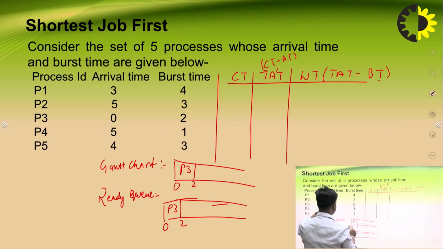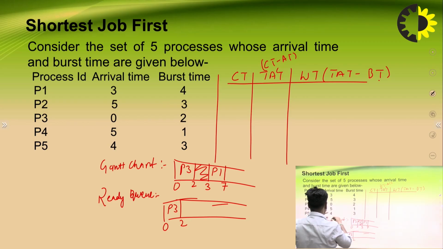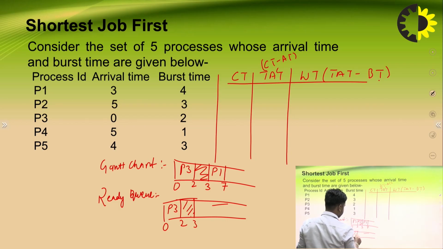So next the CPU is idle until 3, and at 3 P1 has arrived. P1 will execute for 4 times, that will be 7, and by 7 all the processes have arrived. From 2 to 3 the CPU has been idle, and P1 has come, and after the 7th unit it will go for the next process after P1.